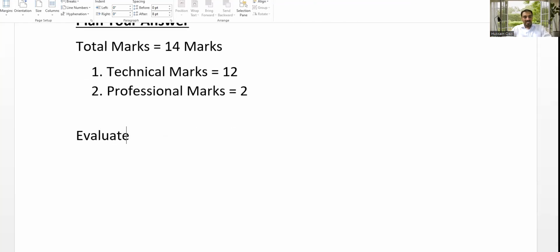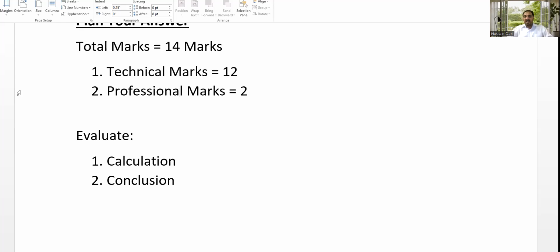Number 2, here the examiner states the word evaluate. Evaluate includes 2 things. Number 1, calculation. And number 2, conclusion. Conclusion means if NPV is positive, accept. If NPV is negative, reject. That is the point.